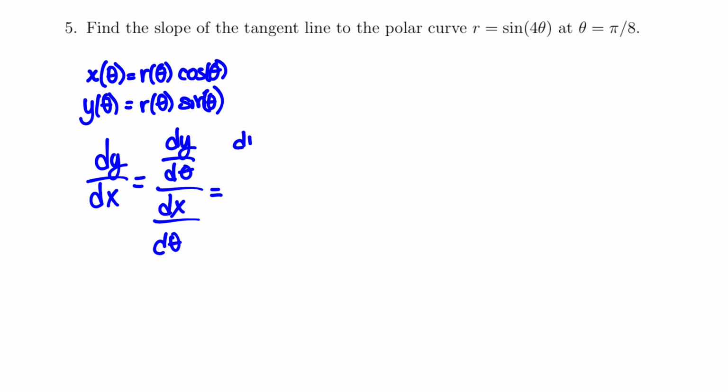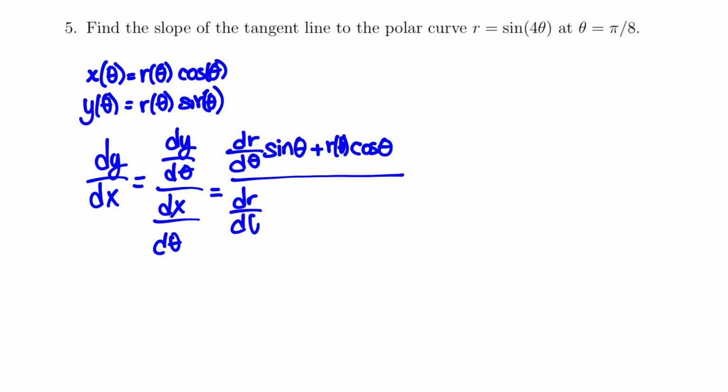dy/d theta is the derivative of r with respect to theta times sine of theta, plus the derivative of sine, which is cosine, times r. dx/d theta is the derivative of r with respect to theta times cosine theta, plus r times the derivative of cosine, which is minus sine. So my very first step is to make sure I know what dy/dx is in terms of r's and thetas.